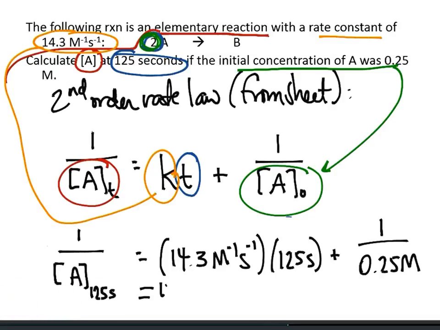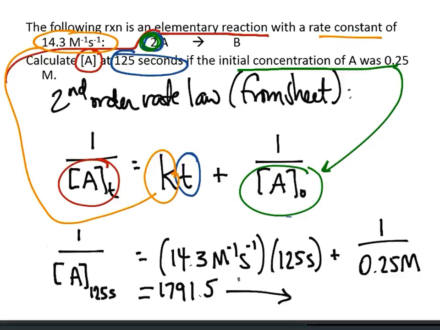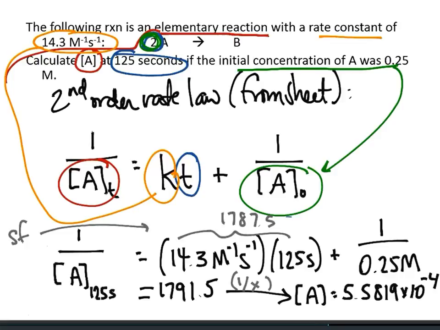And if you plug that into your calculator, you get this. You hit the 1/x button on your calculator and that will invert it. And that means the concentration is 5.5819 times 10 to the minus 4. The concentration is going to be molarity because my rate constant is in per molar per second. And my initial concentration is in molar.